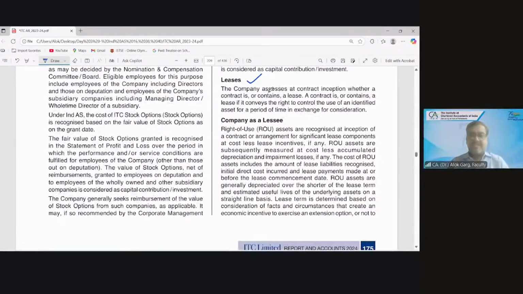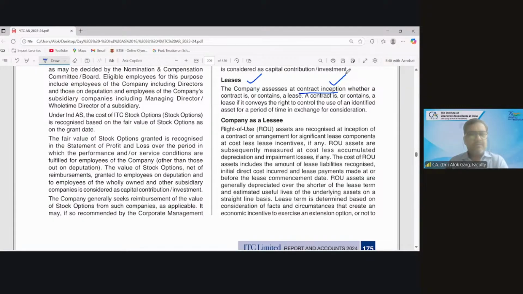The company assesses at contract inception. So now I will complete the journey from student to chartered accountant. Whatever you are learning, reading, studying, that practically you will do when you get into industry or practice after qualifying as a CA. The company assesses at contract inception. What is meant by contract inception? Which date is it talking about, Neha?